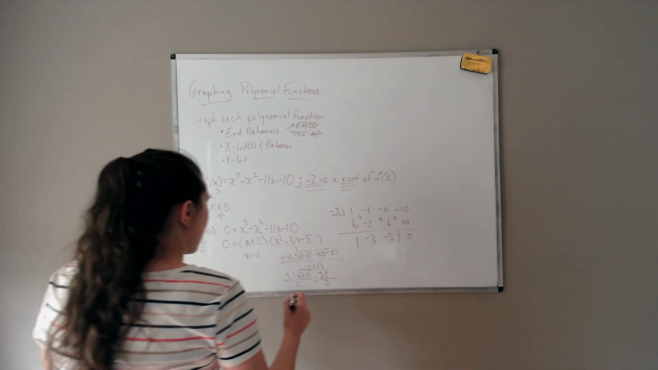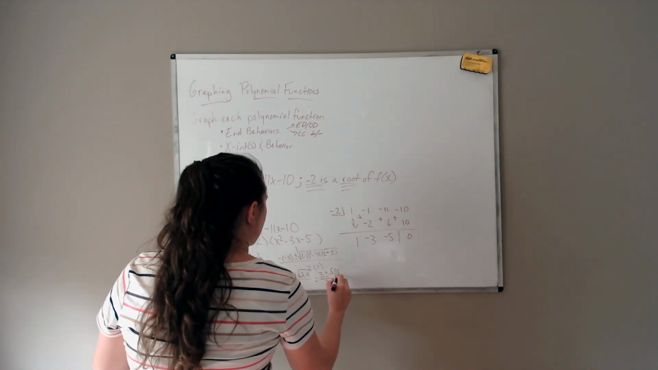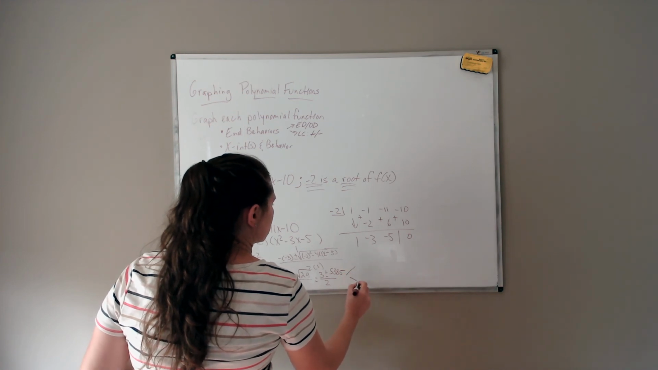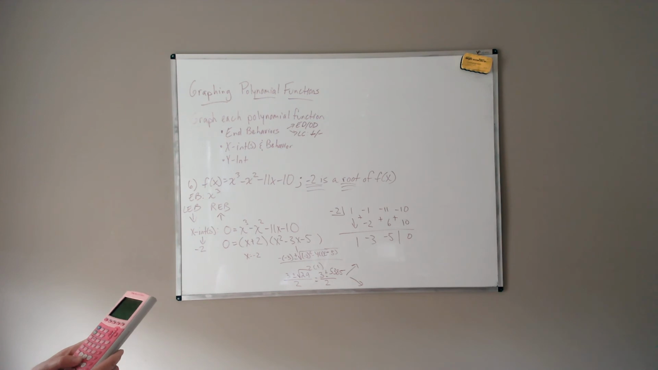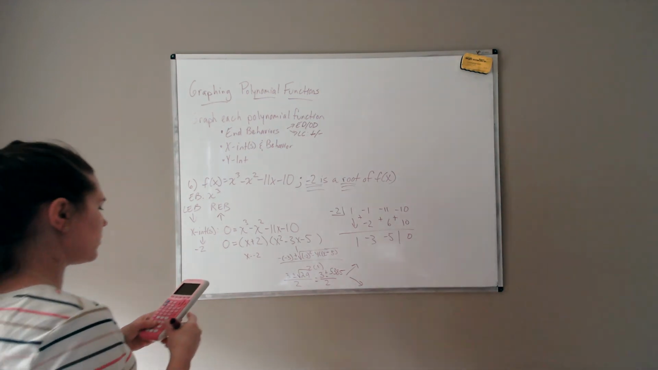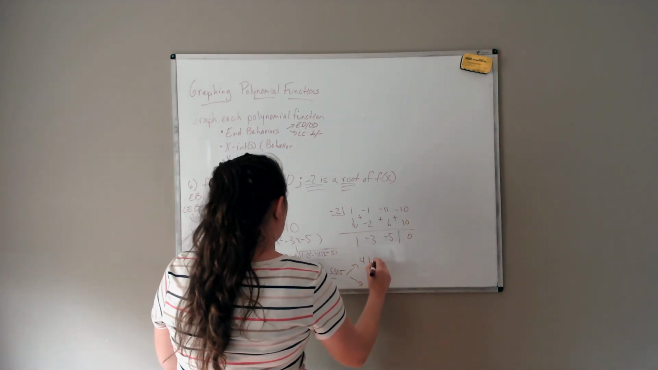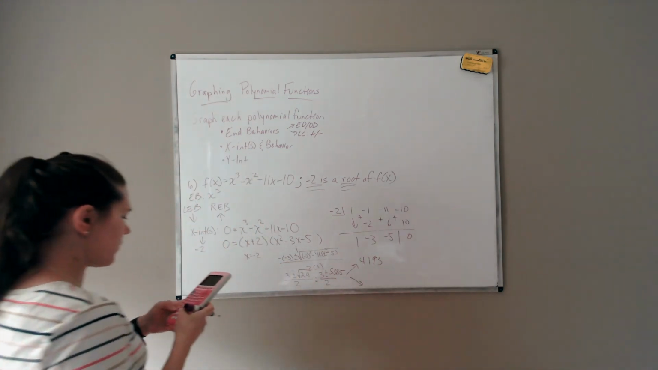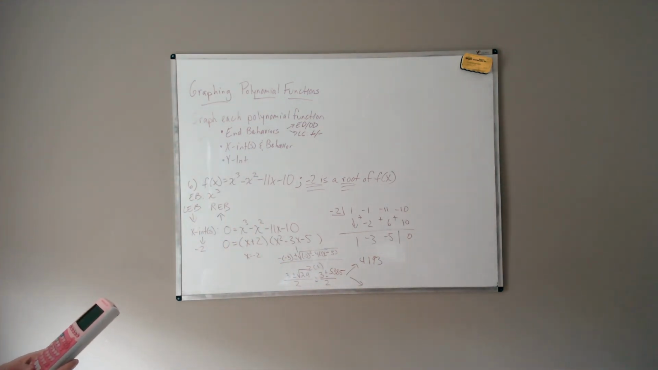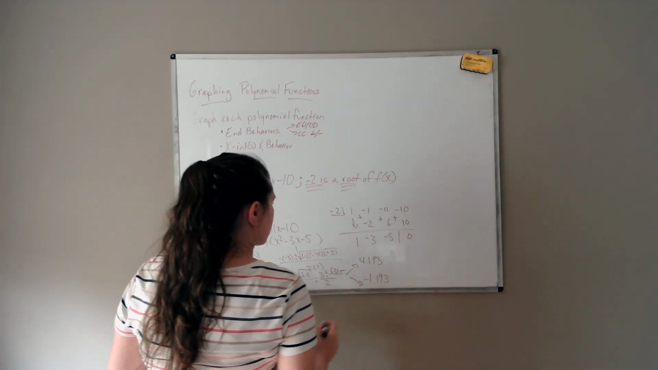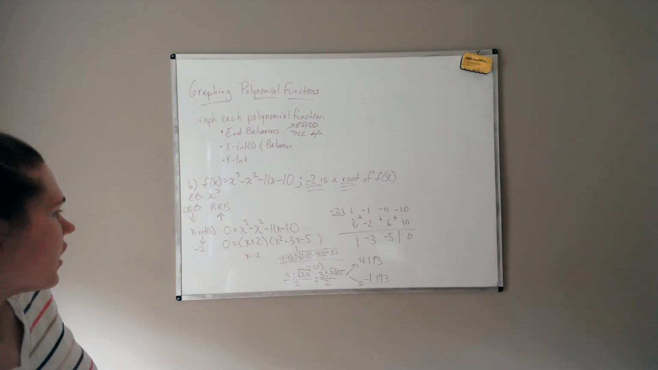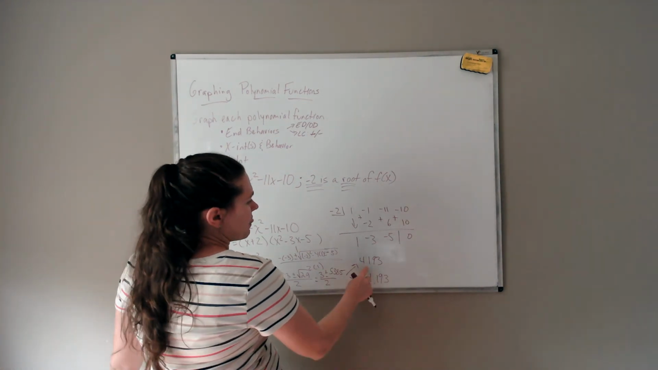That's going to give me 5.385. So now let's get our 2 x-intercepts. What's 3 plus 5.385, and then divide that by 2? That's 4.193. And then what's 3 minus 5.385 divided by 2? That gives us negative 1.193.